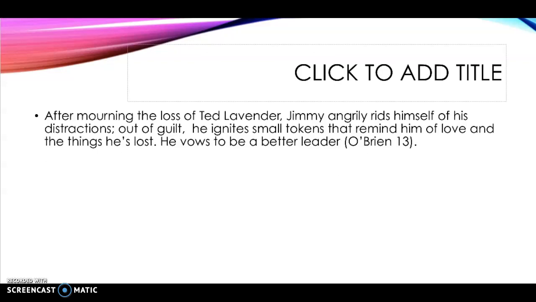My paraphrase is, after mourning the loss of Ted Lavender, Jimmy angrily rids himself of his distractions. Out of guilt, he ignites small tokens that remind him of love and the things he's lost. He vows to be a better leader. Now, what's good about this paraphrase, again, is I have my phrase of attribution. I've reworded and rephrased everything, but it still maintains the essence or the meaning of what that paragraph or that section of text is about. And I've also given my internal or in-text citation.